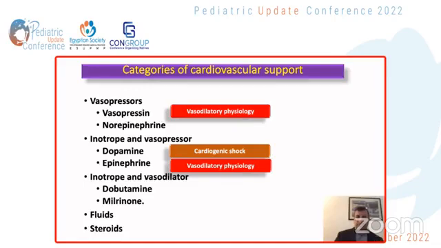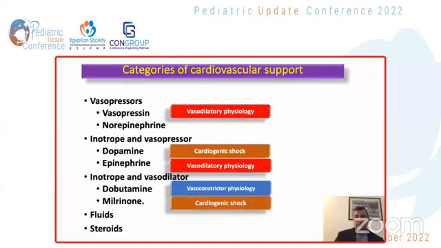So it makes sense to use the vasopressors as a first line. We have inotropes with a vasodilator effect like dobutamine and milrinone. Milrinone is a long-acting medication with a peripheral vasodilation effect. It's better to be used by someone expert in hemodynamics or under guidance of functional echocardiography. They can be used in vasoconstrictor physiology and also in cardiogenic shock.